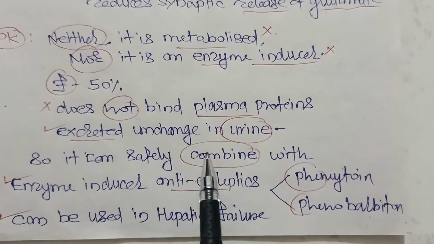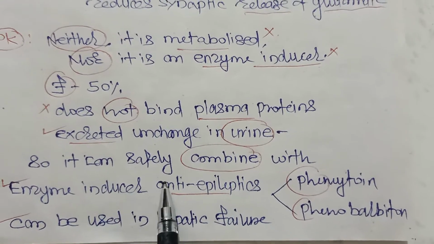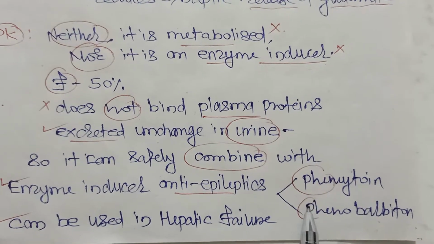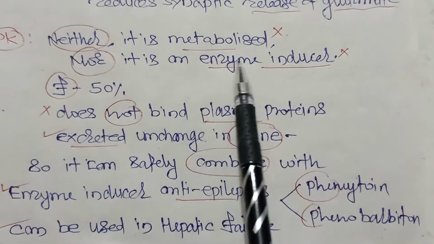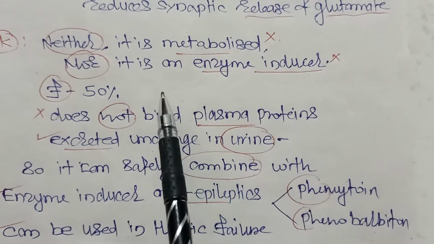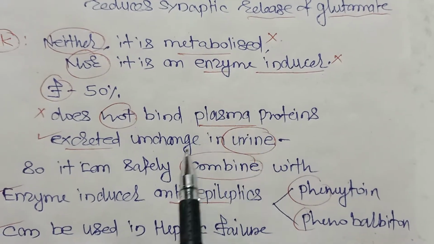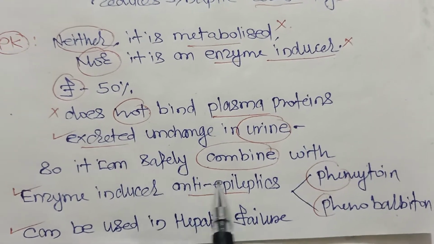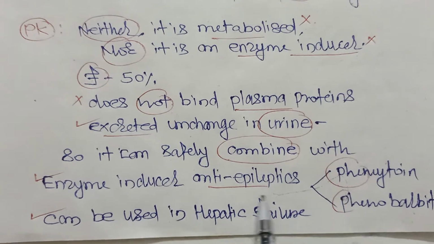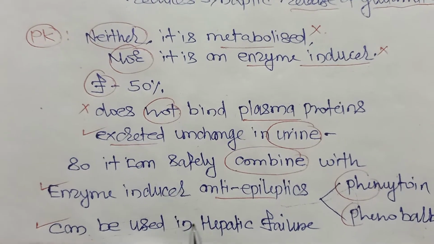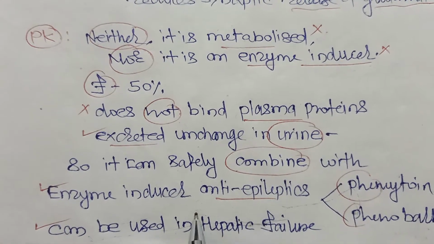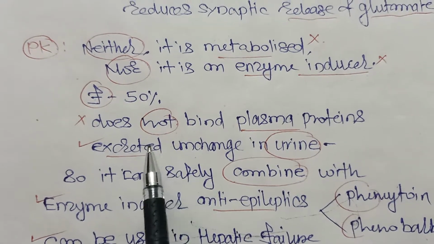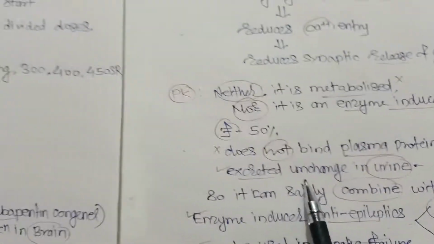So it can be safely combined with enzyme-inducer antiepileptics like phenytoin and phenobarbital, because it is not an enzyme inducer and is not metabolized in the body. And it can be used in hepatic dysfunction or hepatic failure patients because it is not metabolized in the body and gets excreted unchanged in the urine.